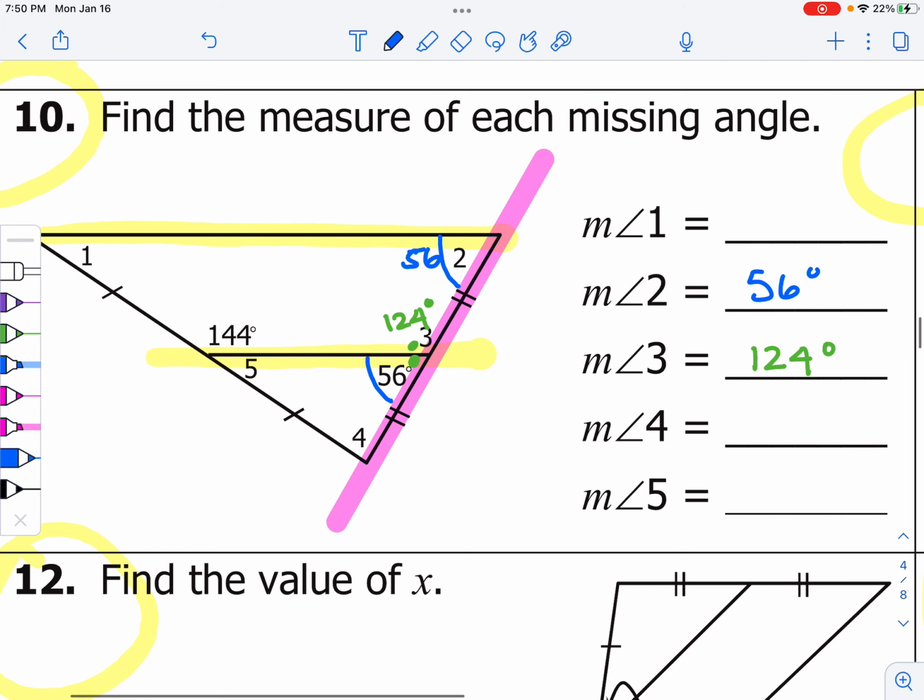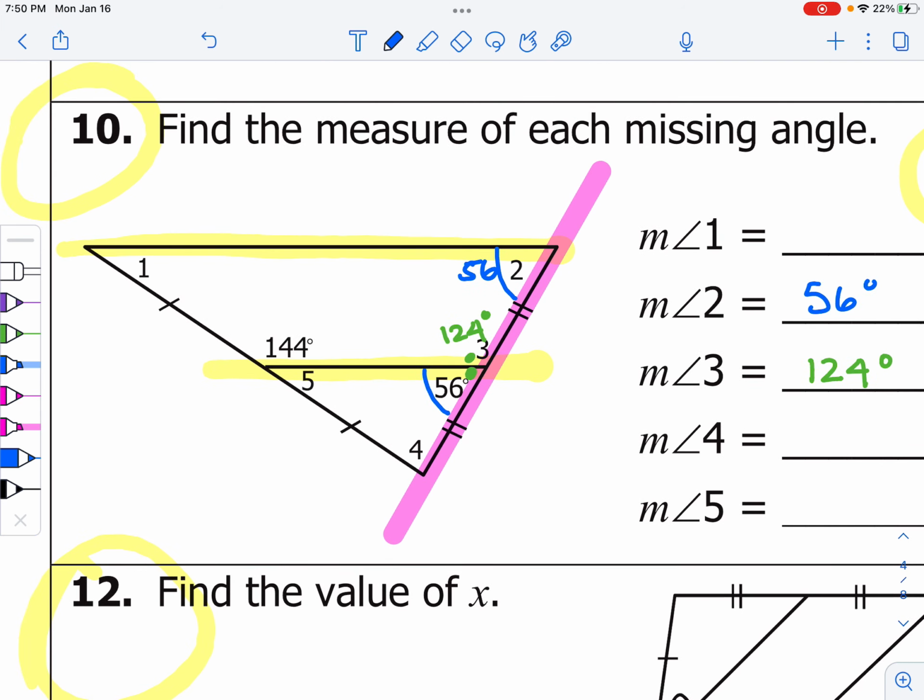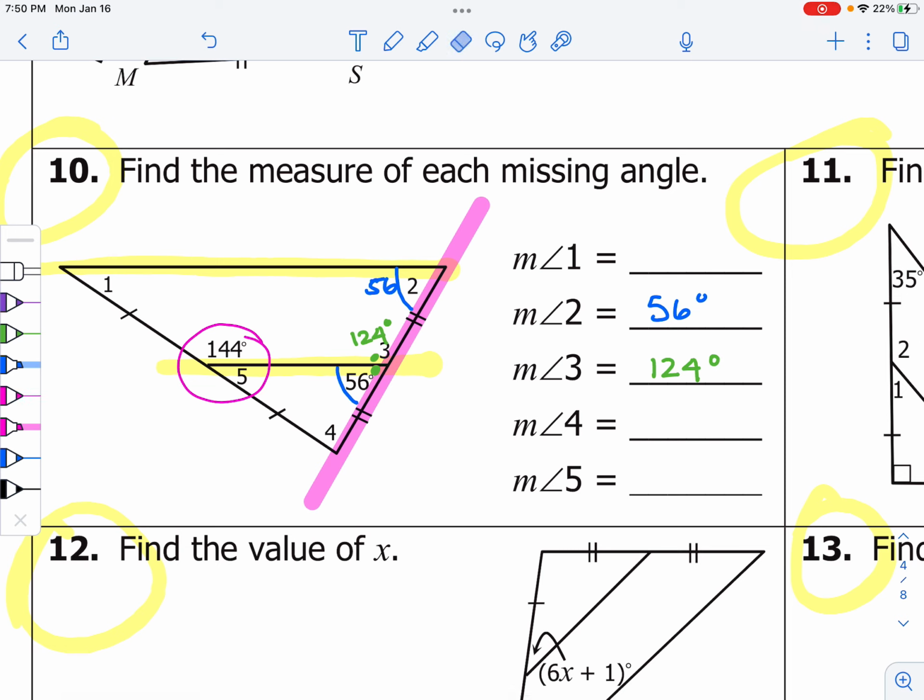Now, popping over to the other side of this, we can see that these two angles right there, 144 and angle 5, are also a linear pair. So I'm going to take 180 and subtract 144. That leaves me with 36 degrees for angle 5.